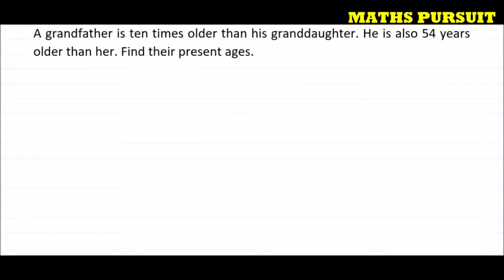The question is telling us here a grandfather is 10 times older than his granddaughter. He is also 54 years older than her. Find their present ages. So guys, we do not know their present ages, so we are going to calculate the present ages.